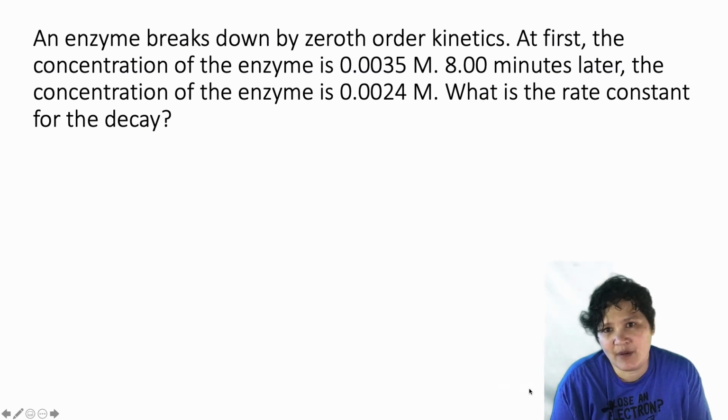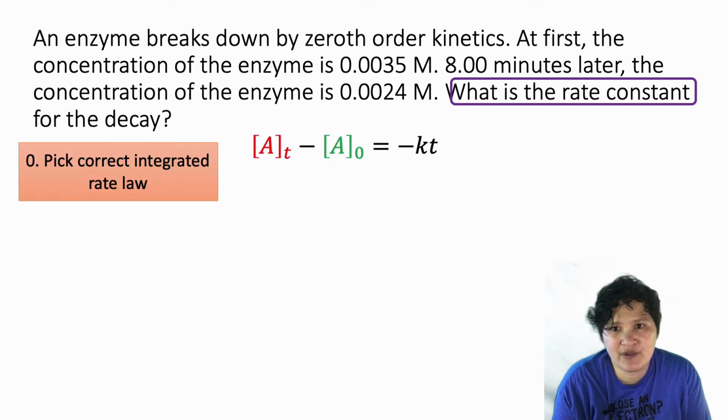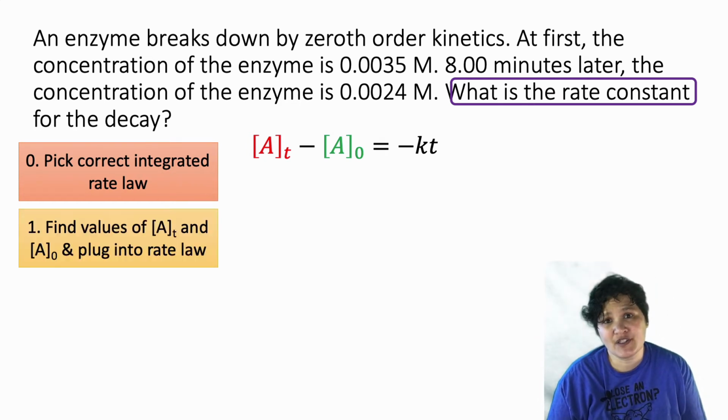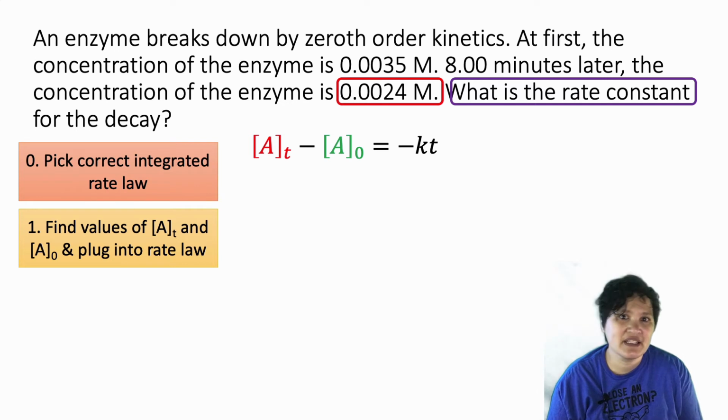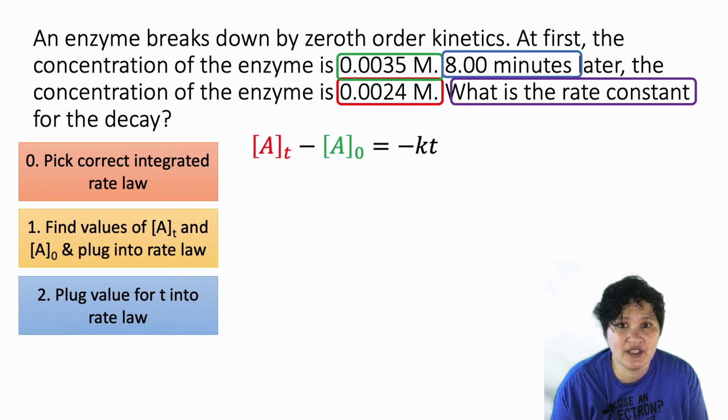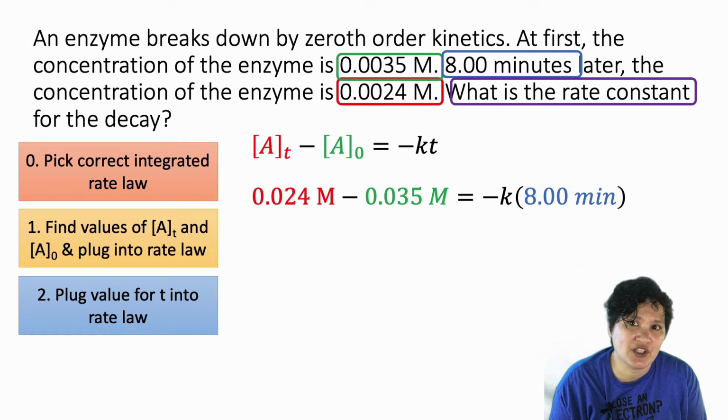So this problem asks us what the rate constant for the decay is. We're looking for K. We know both of our concentrations. Again, A_t is the smaller one and A naught is the larger one. And we're also given our time t, which here is 8 minutes. So let's plug those into the equation.